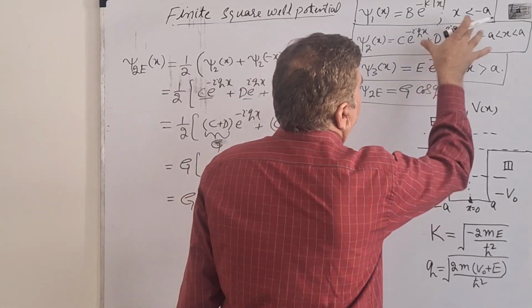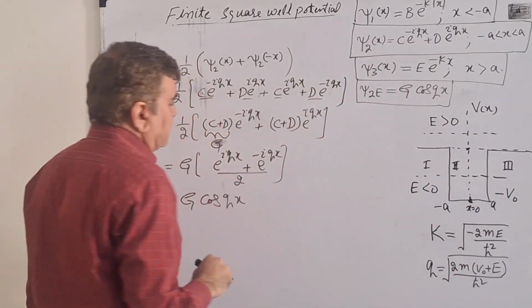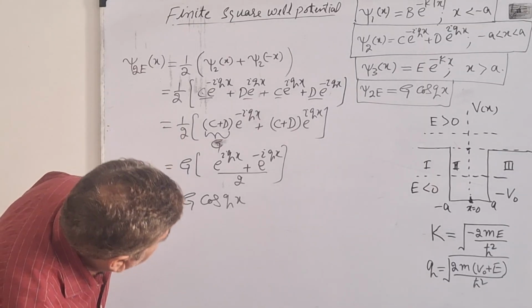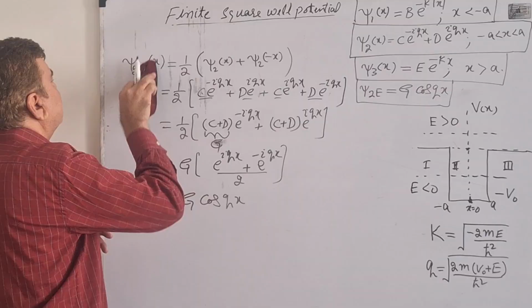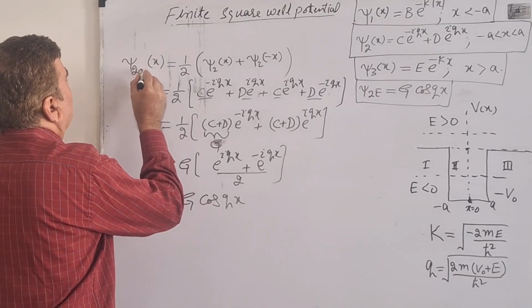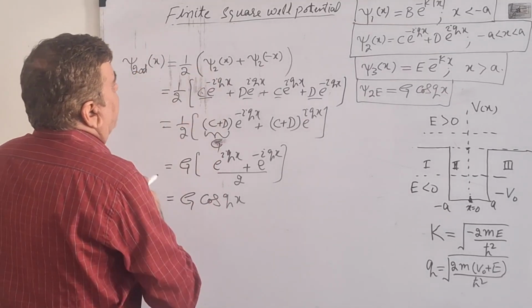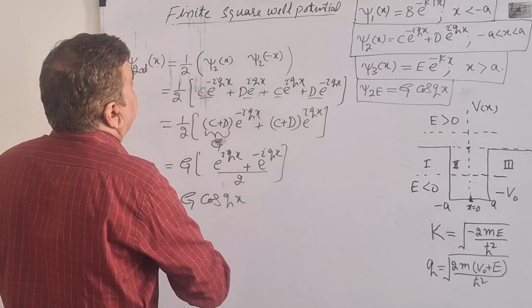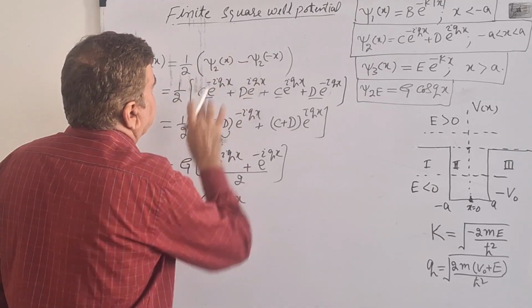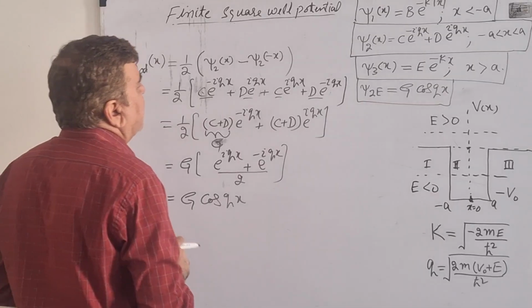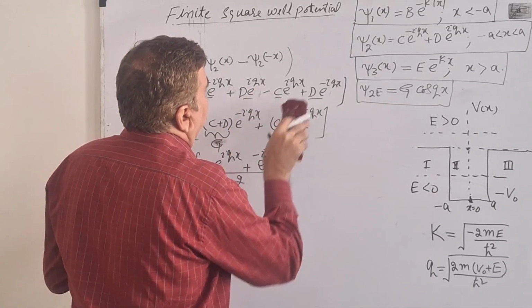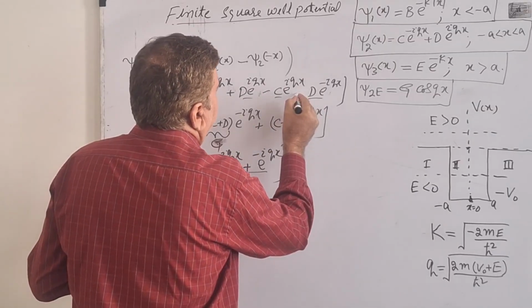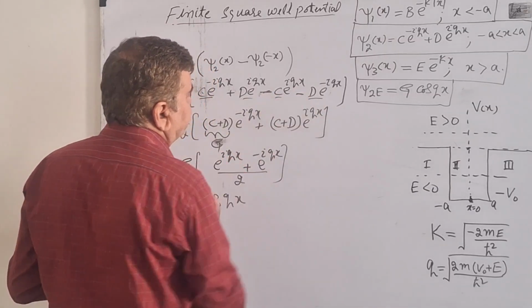This is an even function within the well, and I can construct an odd function by transforming this to odd. If I replace this plus sign with a minus sign, that is, I subtract the two wave functions, then I would have a minus sign at this position and a minus sign at this position, right? These two would be the negative.